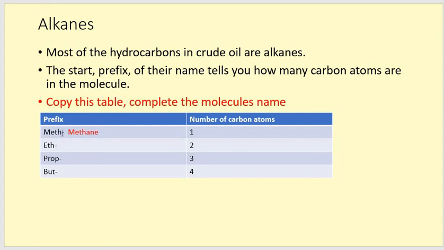If you've got meth and you've got ane at the end, A-N-E, because it's an alkane, that's got 1 carbon atom in it. Eth, you can add the ending to make the whole molecule name, has 2 carbon atoms. Prop, you finish it off, has 3 carbon atoms, and but has 4 carbon atoms. That's quite straightforward, but you do need to learn these, which is why you're going to copy and complete that table.